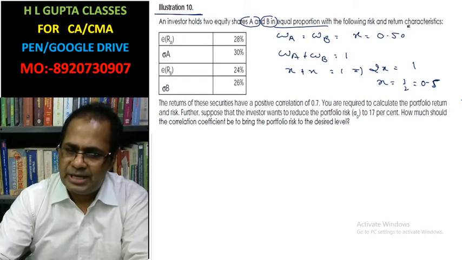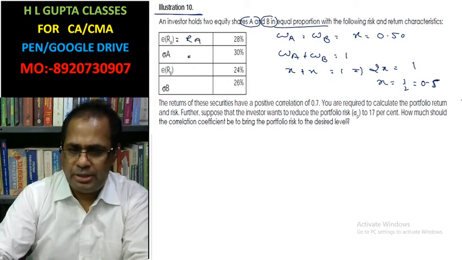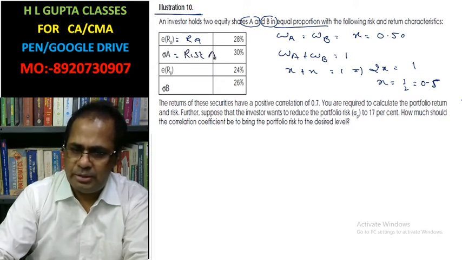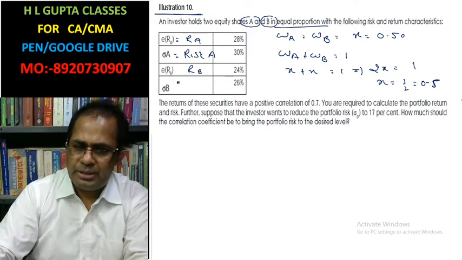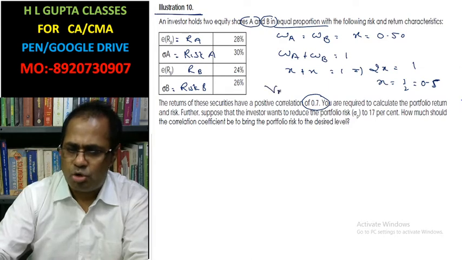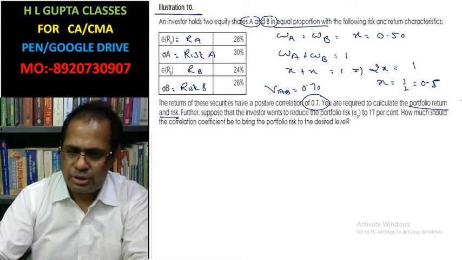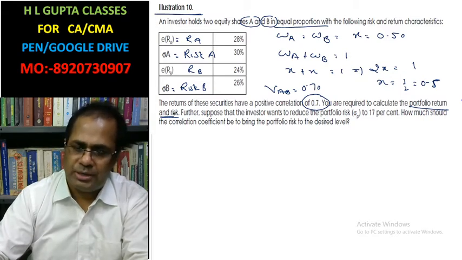With the following risk and return: this is the return A, this is the risk A. Standard deviation A means risk A. This is the return B, this is your risk B. The returns of these securities have positive correlation, 0.70, that is, coefficient of correlation AB equals 0.70. You are required to calculate portfolio return and portfolio risk, having these weights.